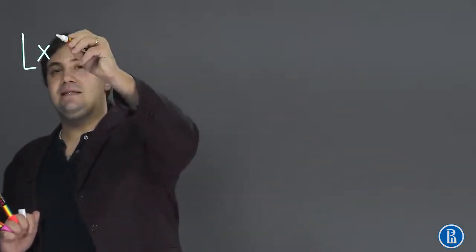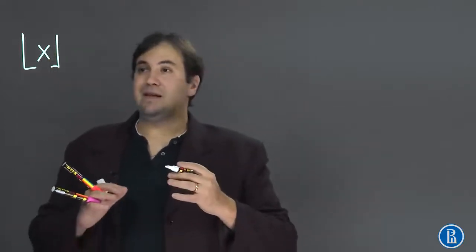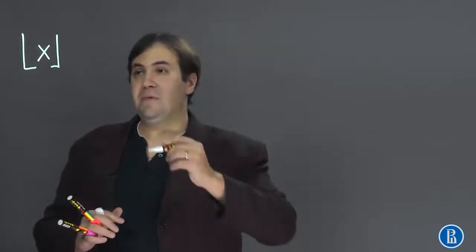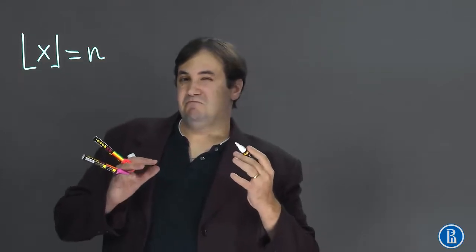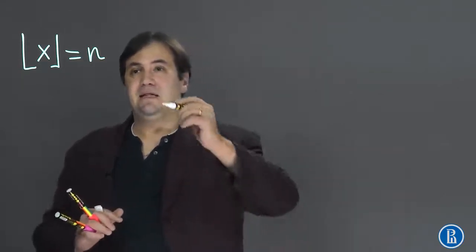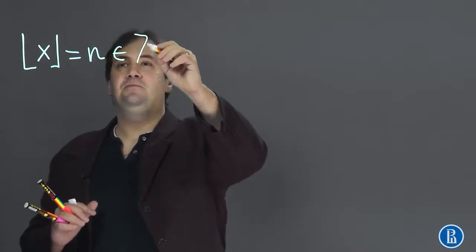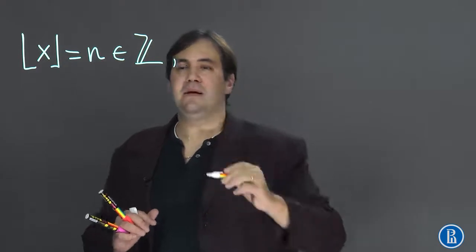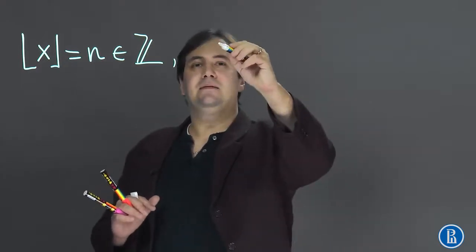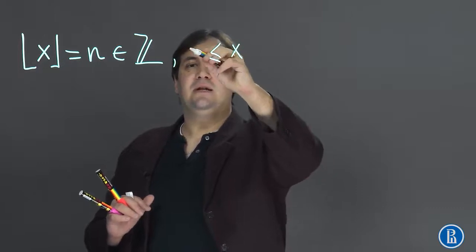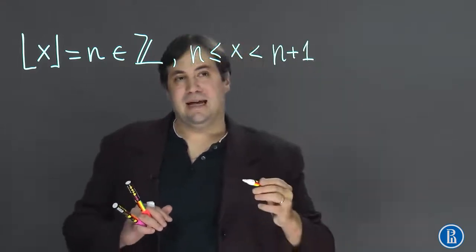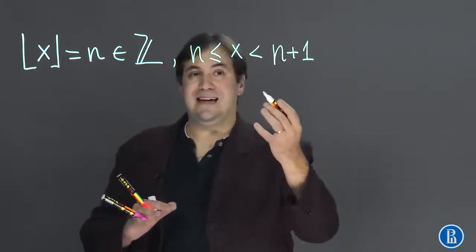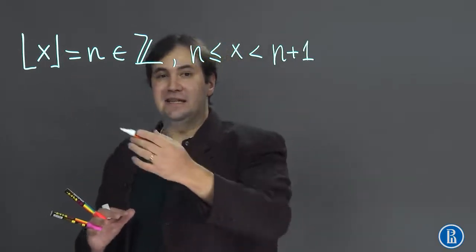Well, we start from the integer part of x, where x is a real number. We call the greatest integer number n such that x is greater or equal than n. So n is an integer, and at the same time x is somewhere between n and n plus 1. And x can be equal to n. So if x is an integer, then its integer part is equal to the number itself.